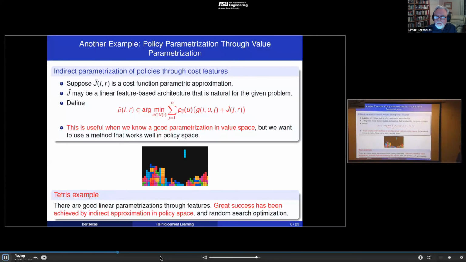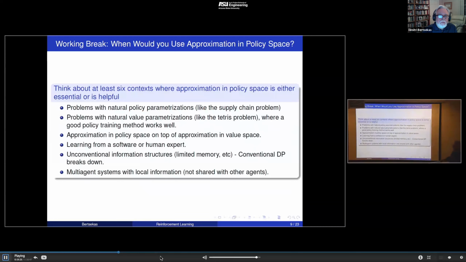So there's another context of using parametric approximation in policy space. So let's take an early break and think about that. Think about contexts where approximation in policy space is either essential or useful. And I've listed here 6 contexts just to consider. One we have discussed, when problems where there's a good natural policy parameterization, like the supply chain problem. Problems with good value parameterizations, where we use a good policy training method, like the Tetris problem I discussed.